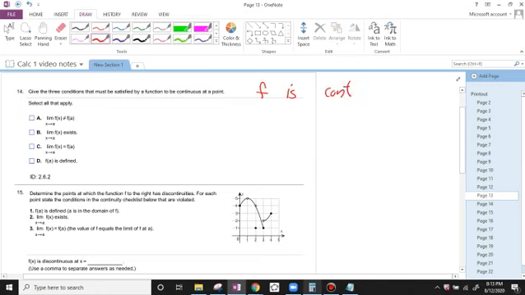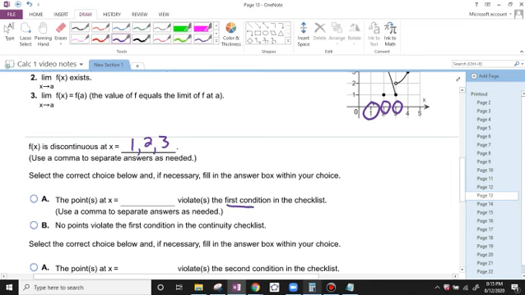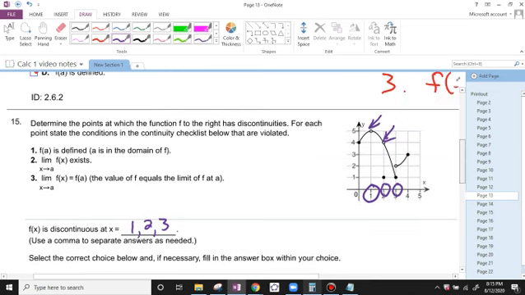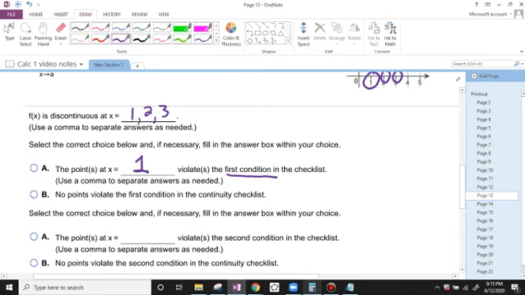So, now, which ones violate the first condition? So the first condition says, I need f to be defined at the point. So is there a place where there is no black dot for one of the numbers? And that is the case for 1. There is no black dot at 1. At least f of 2, the black dot for 2 is 1. The black dot for 3 is also 1. But at 1, there is no black dot. This function is not defined at 1. And that violates the first condition of continuity.